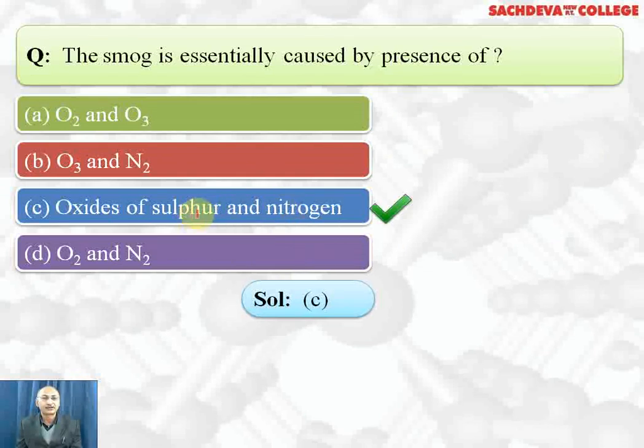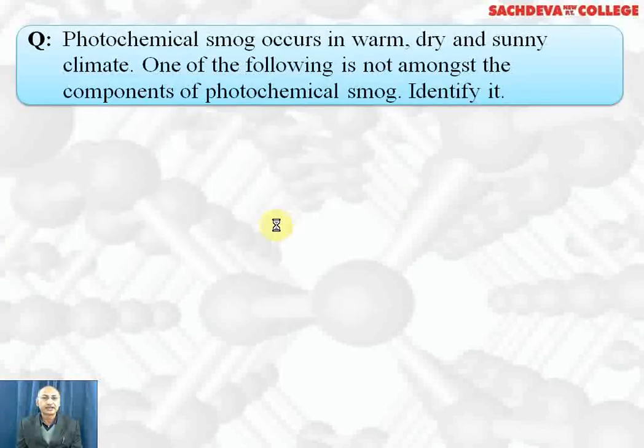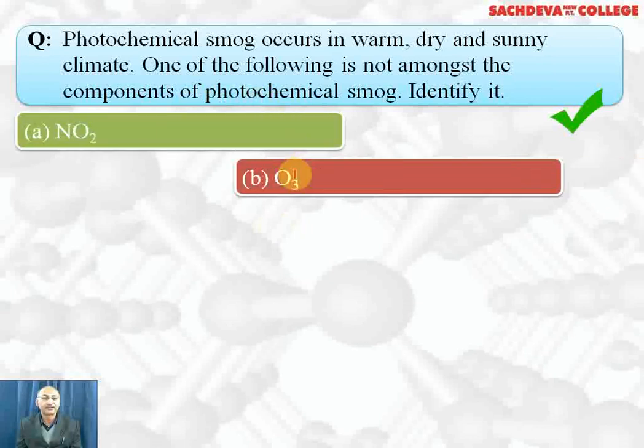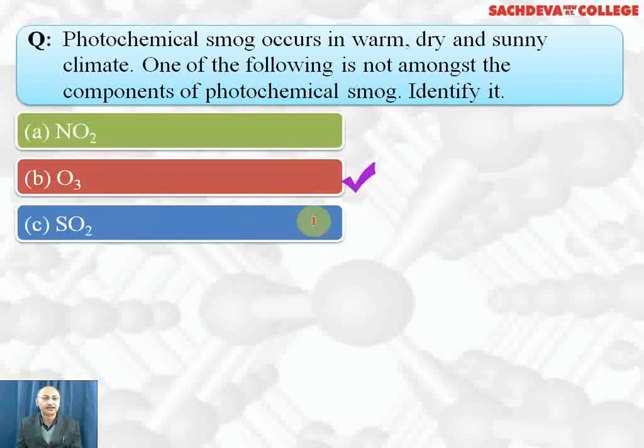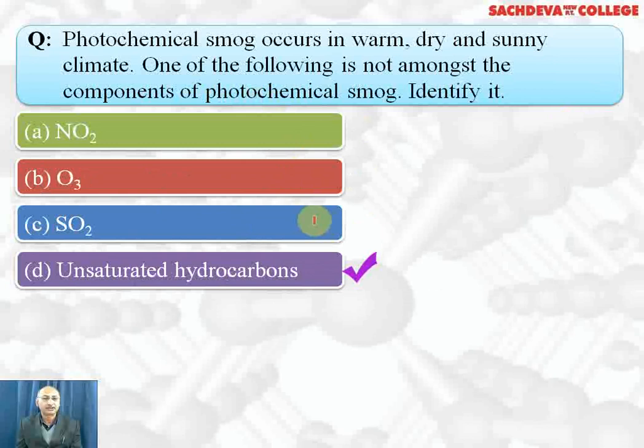Oxide of sulfur causes classical smog, whereas oxides of nitrogen cause photochemical smog. Photochemical smog occurs in warm, dry, sunny climate. One of the following is not amongst the components of photochemical smog: NO2, O3, SO2, unsaturated hydrocarbons. Correct answer is SO2, which is present in classical smog and not in photochemical smog.